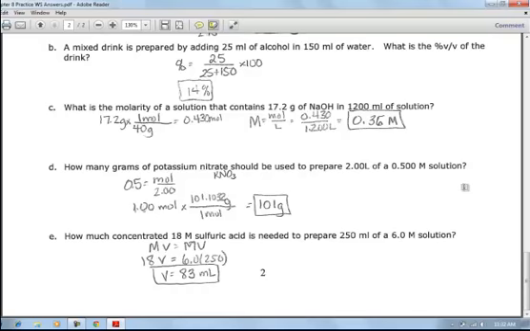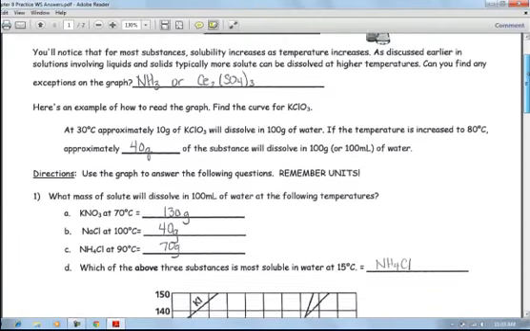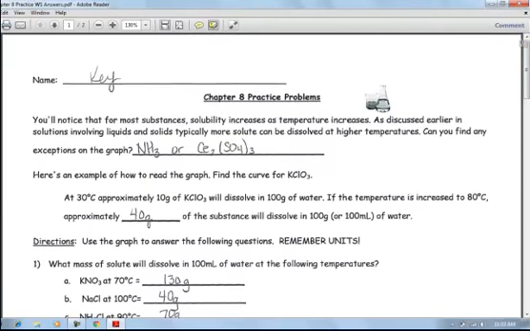So those are some examples of problems that you're going to find in Chapter 8, things that would be similar to that on the test. In addition, on the test, there will also be things from Chapter 7, and if you look on Blackboard, there's a list of all the things that are going to be on the test.